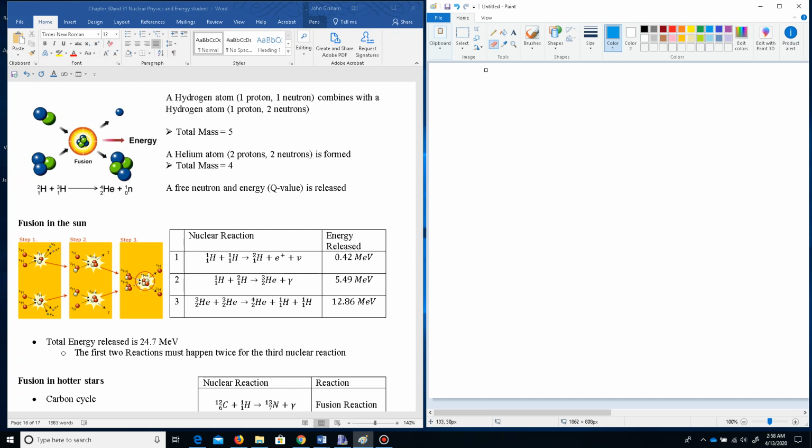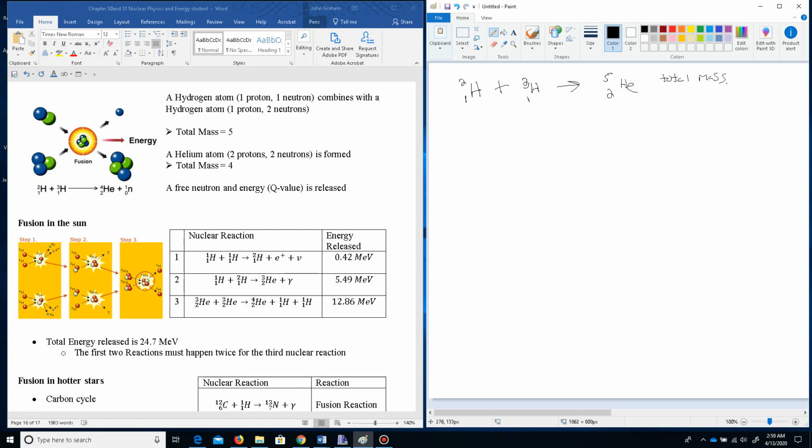Now, if we add this together, we have hydrogen with one proton, plus hydrogen with one proton and two neutrons, so three. If we were to think about this, we should have 5 and 1. Actually, I'm sorry, we should have 5 and 2, because 1 plus 1 equals 2. We should have 5 and 2, and 2 would be helium. That's what we should have, the total mass.